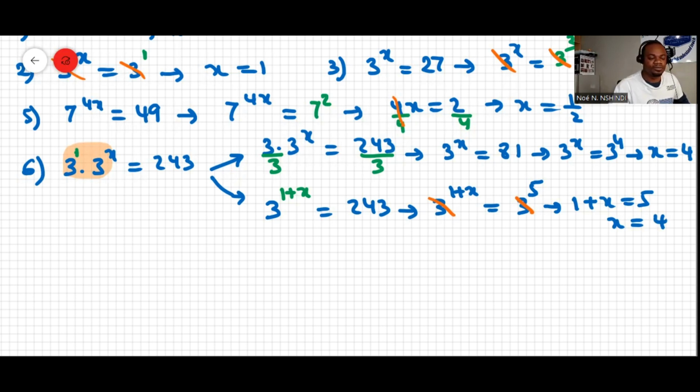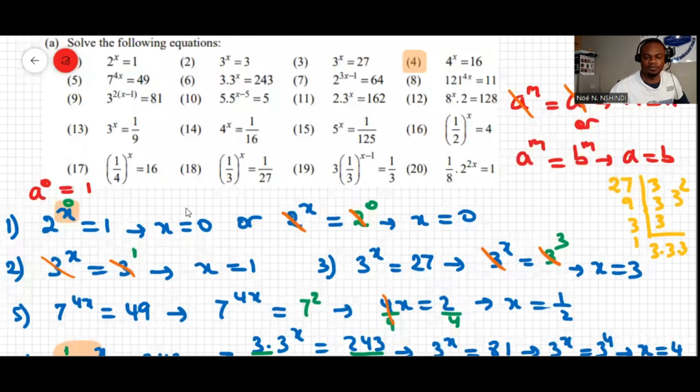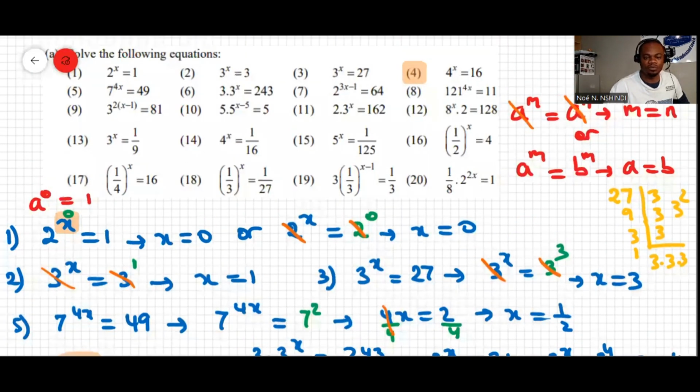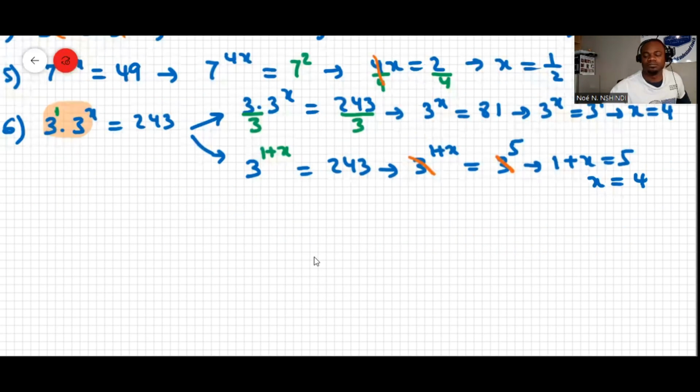So I will leave question 7 also. I'll leave a few questions here for you to practice: 7, 8. Let's move on to question 9. Question 9.